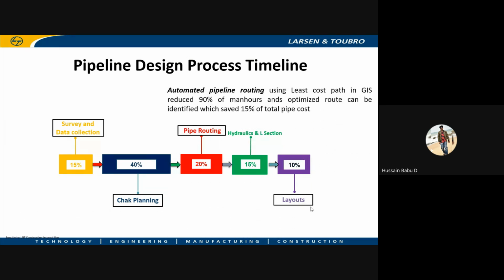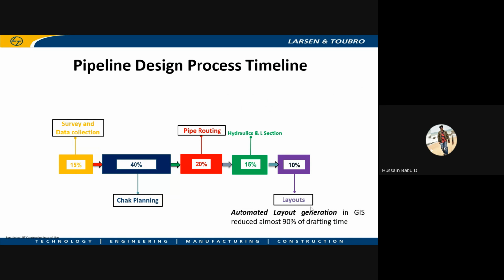For pipe routing also, we are using the least cost path method to automatically generate the pipeline routings, which could reduce 90% of time and manpower used in pipeline routing, and also save 15% of the total pipe cost. As this is a cross country routing pipeline design, there are no proper corridors for the pipeline routing, so you can lay the pipeline throughout the command area. Based on the conditions which we give, we can customize these things. All this process I will explain in further slides in detail, how we are doing this.